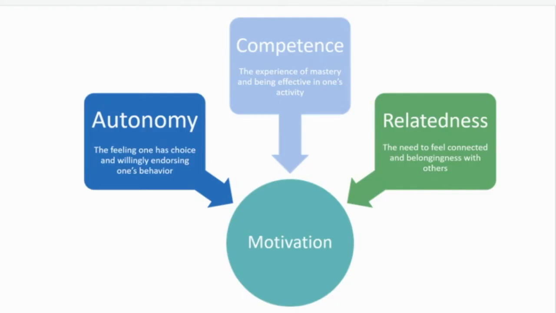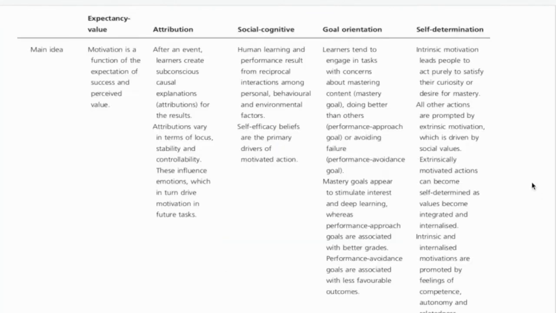And according to self-determination theory, each of these elements, autonomy, competence, and relatedness, are essential to student motivation. And when we look more closely at motivation as described through self-determination theory, we see that there are two different types of motivation: intrinsic motivation as well as extrinsic motivation.